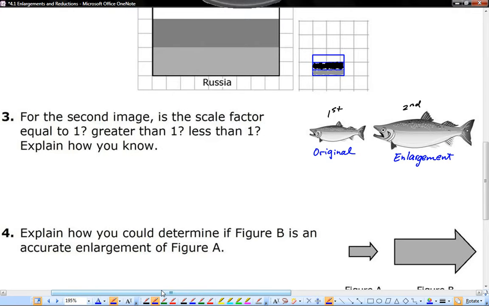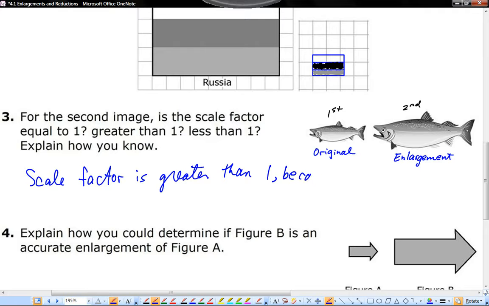So in this case the scale factor is going to have to be greater than 1, because it is an enlargement. Okay, so that's that one.